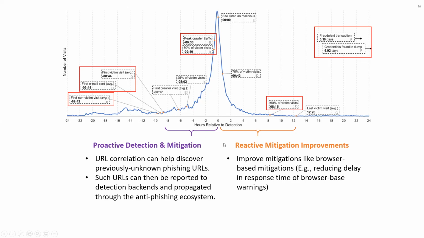That's why they suggest that after 12 hours of detection, they should improve mitigations like the browser-based mitigations, because there is still quite a lot of traffic coming in. For example, they just mentioned reducing the delay in response time of the browser-based warnings. But isn't Google Safe Browsing an offline approach or an online approach?